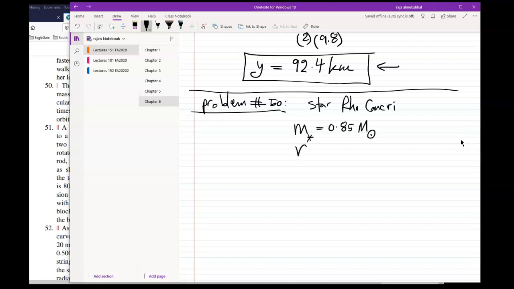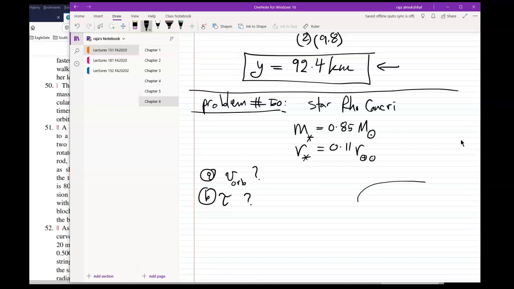And the radius of the star is equal to 0.11 times the orbital radius, that is the distance between the Earth and the Sun. That's what he says. In part A, he asks, what is the orbital velocity? Basically the V that we have been calculating. And B, what is the period? So we have something like that.